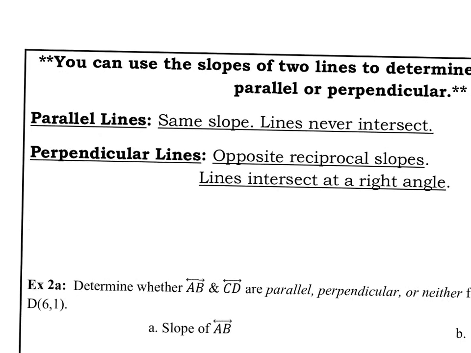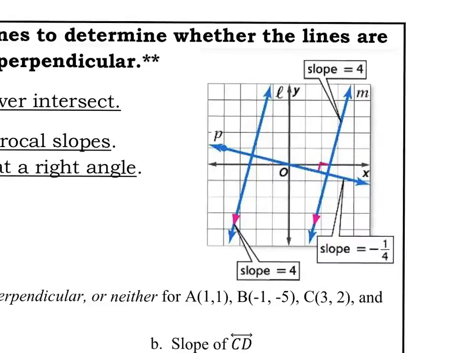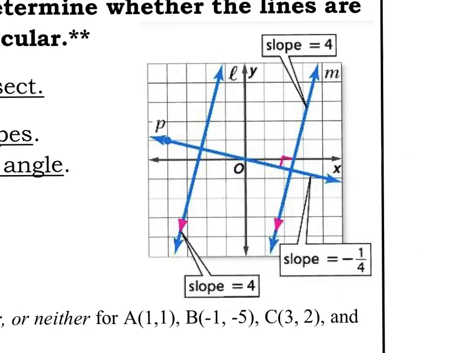And then perpendicular lines are lines that intersect at a right angle, okay? So that's 90 degrees, and they have opposite reciprocal slopes, meaning you flip the sign and you flip the fraction. So 4 is a whole number. If I were to write it as a fraction, I'd write it as 4 over 1. And if I were to flip it, doing the reciprocal, that'd become 1 over 4. And since I said opposite reciprocal, it's negative 1 over 4.